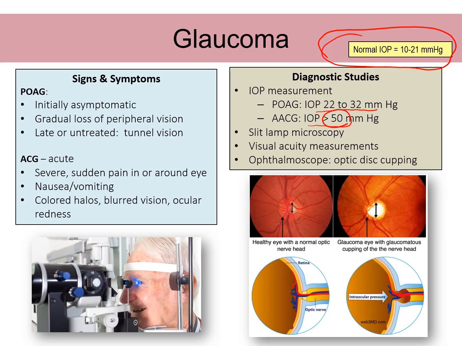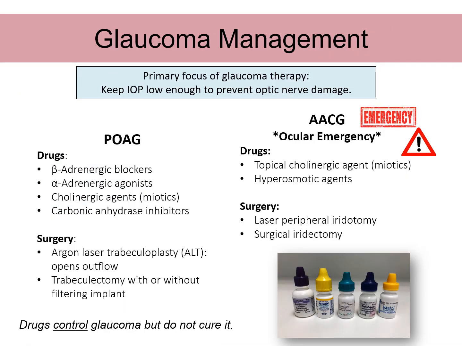The patient will also have a visual acuity test, slit lamp microscopy right here where they shine the light in. And if they use an ophthalmoscope, then they'll see optic disc cupping. So that's something that they would see with glaucoma. So how are we going to treat this? The main goal is to lower the intraocular pressure. So that will in turn prevent that nerve damage, will prevent vision loss.